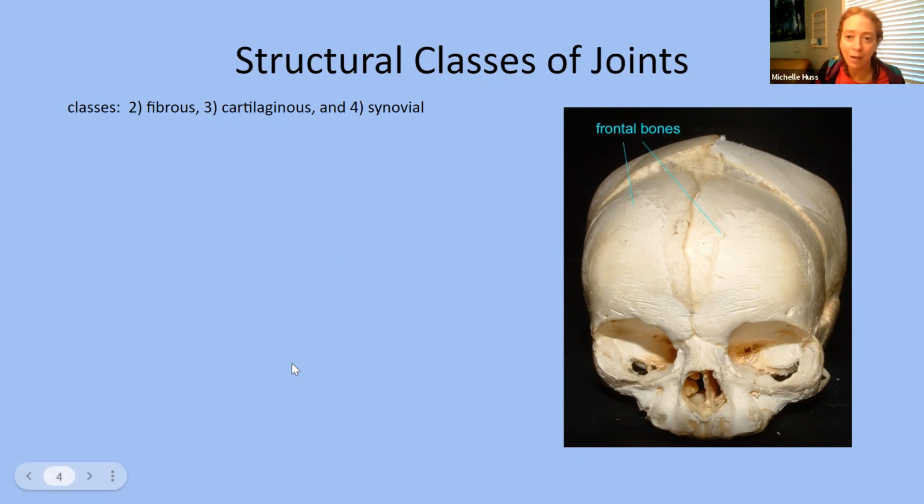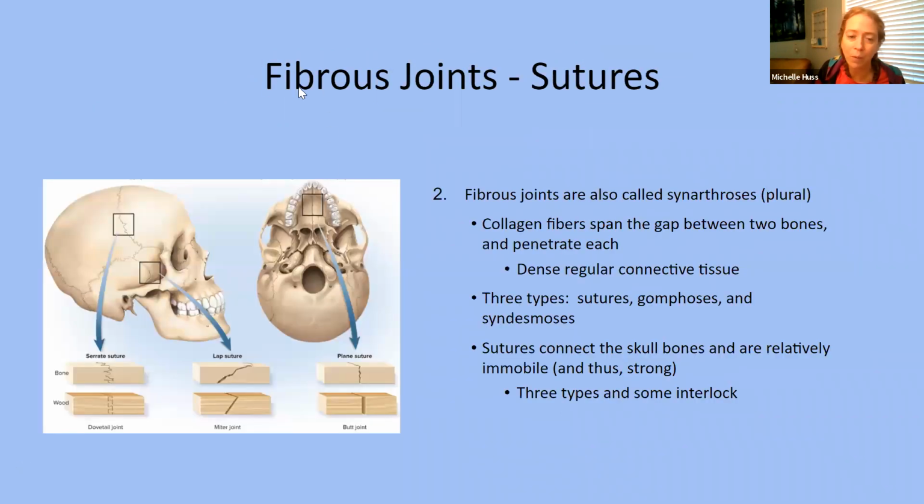Okay, and remember, it's any two bones coming together. So the first thing we're going to talk about are fibrous joints. What are they made of? Fiber. They're made of connective tissue. They don't move. So one example of fibrous joints are called synarthrosis. They don't move.